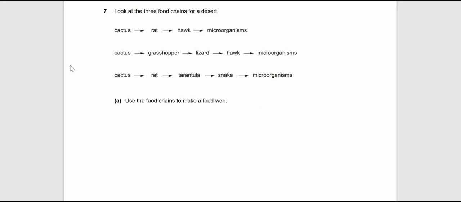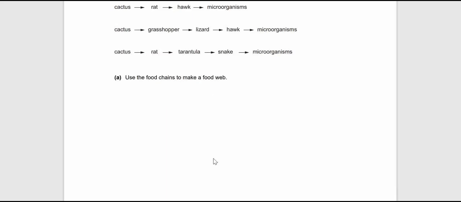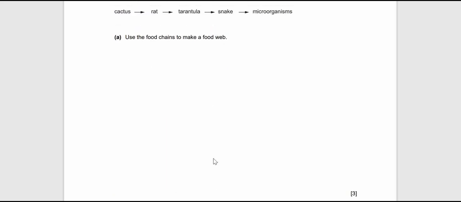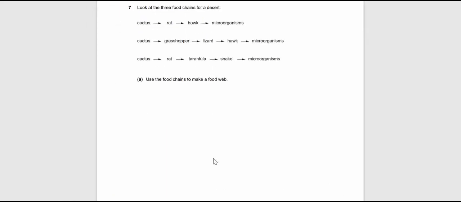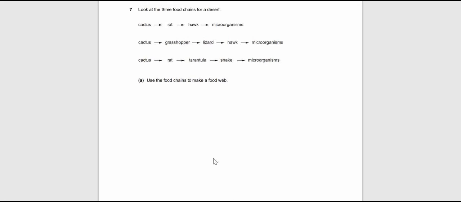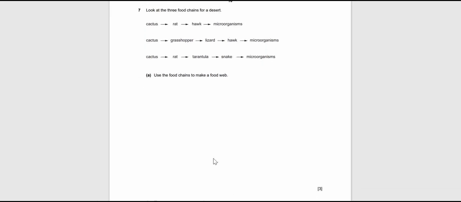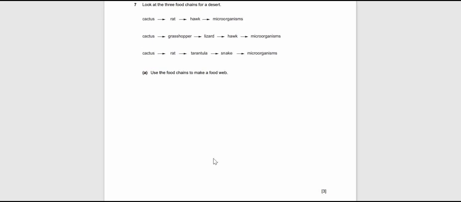Next. Okay, question 7. Look at the three food chains for a desert. Cactus, rat, hawk, microorganism. Cactus, grasshopper, lizard, hawk, microorganisms. Cactus, rat, tarantula, snake, and microorganisms. Use the food chains to make a food web. The space is provided in here. So you're given a lot of space for writing the food chain. You've got 10 seconds from now.